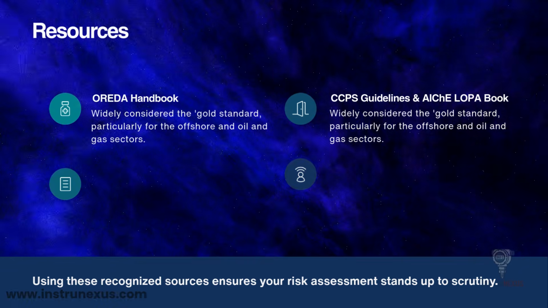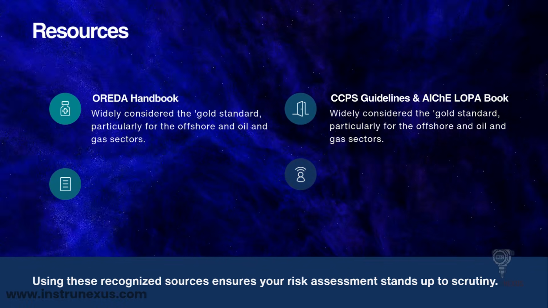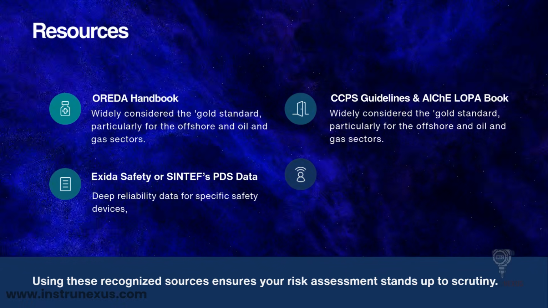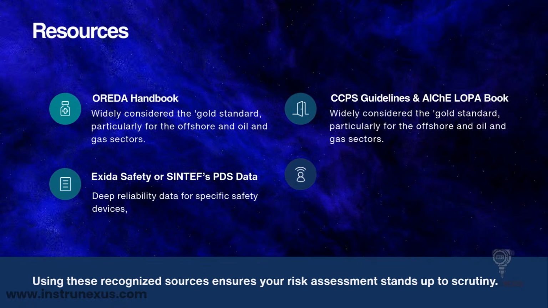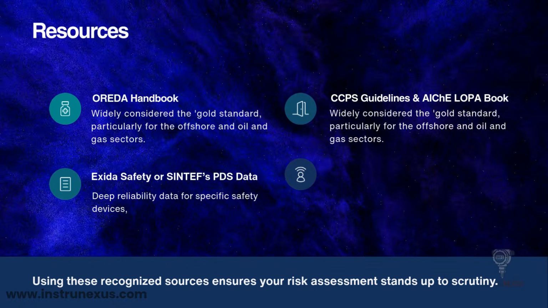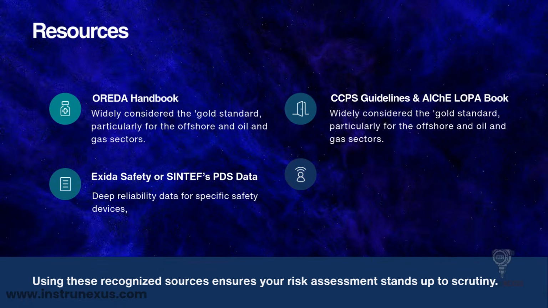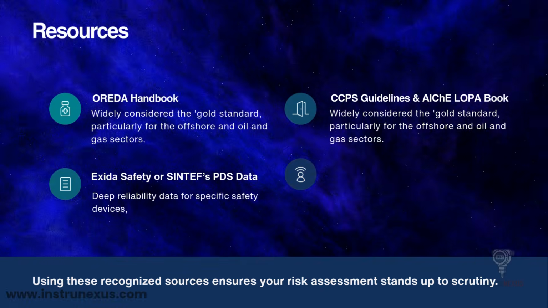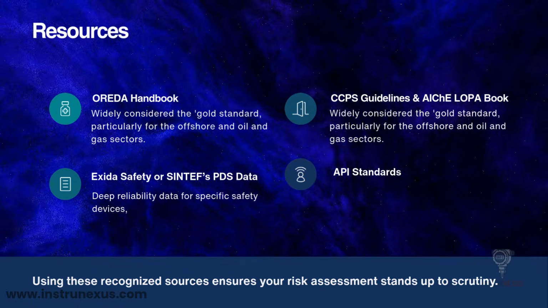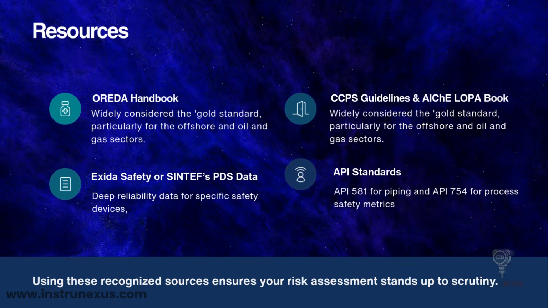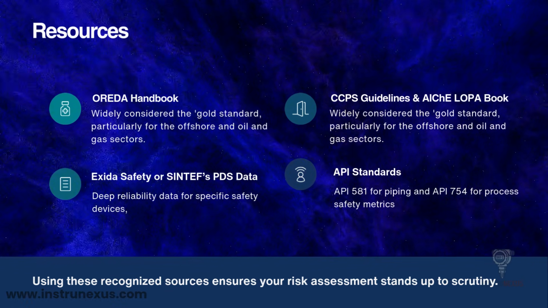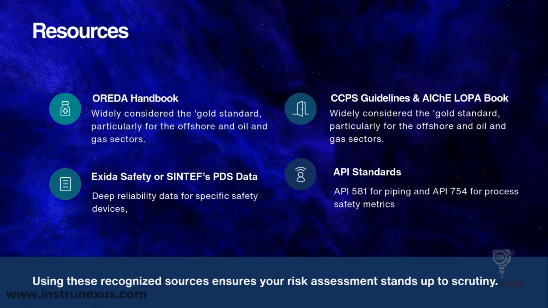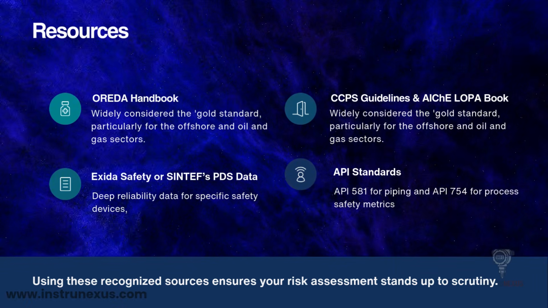These are essential for finding typical, generic initiating event frequencies that are accepted by regulators. When we need deep reliability data for specific safety devices, we turn to the exida Safety Equipment Reliability Handbook, or SINTEF's PDS data. Finally, for loss of containment specifically, we look to the UK HSE Hydrocarbon Releases Database, Energy Institute guidance, and API standards, specifically API 581 for piping and API 754 for process safety metrics. Using these recognized sources ensures your risk assessment stands up to scrutiny.